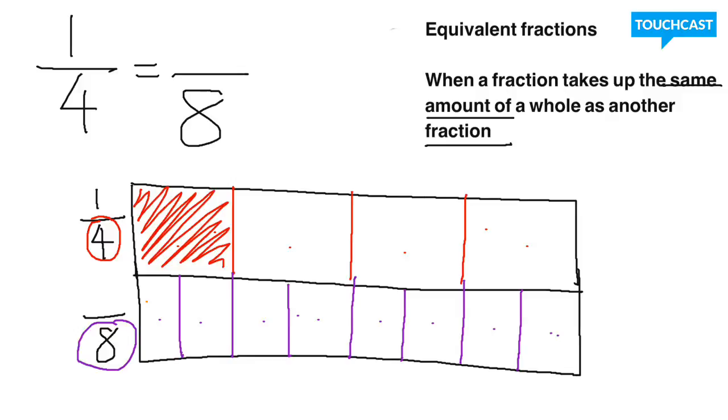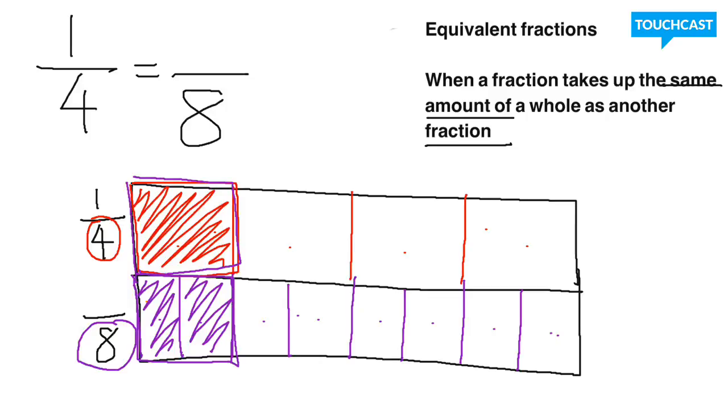So now what the question's asking is 1/4 takes up the same amount of space, so I have 1/4 here. 1/4 takes up the same amount of the whole as how many eighths? Let's see. This many eighths. 1, 2 eighths. So we can reasonably say that 1/4 over here takes up the same amount of space as 2 eighths. So we can say 1/4 equals 2 eighths.